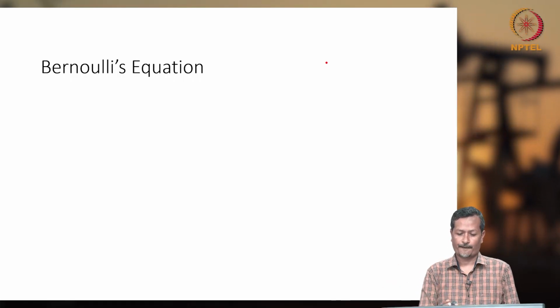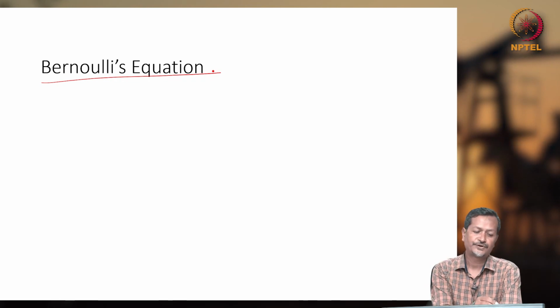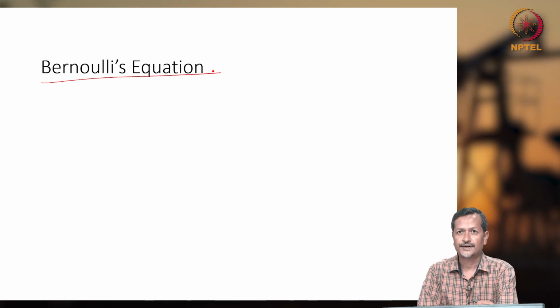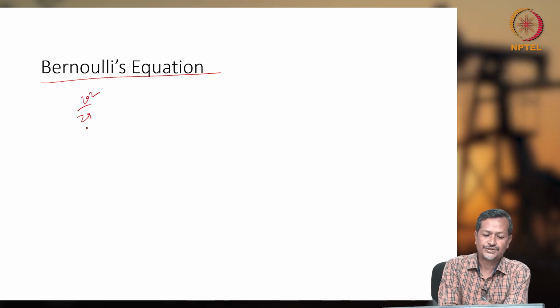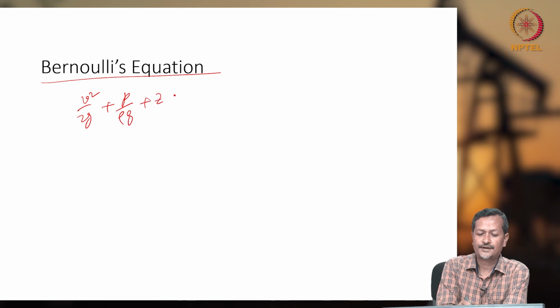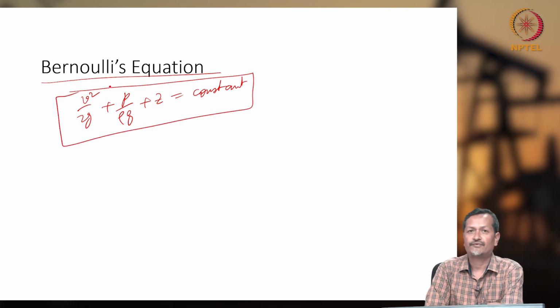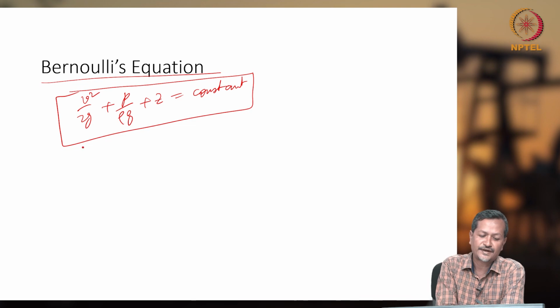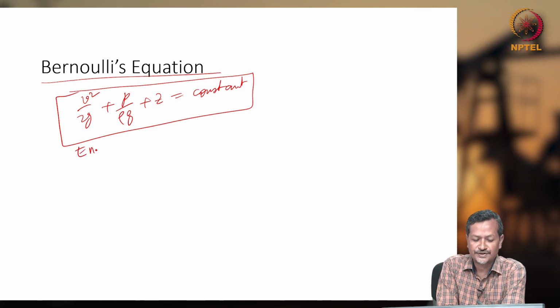Bernoulli's equation. In Bernoulli equation, I think you have already studied. The equation will be like this: v square by 2g plus p by rho g plus z equals constant. This is the simplest form of Bernoulli's equation. This is called energy equation also. You can see this v square term is there, so actually it is energy.